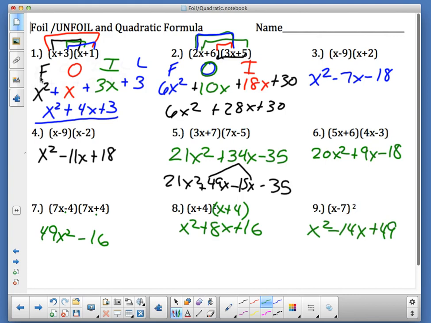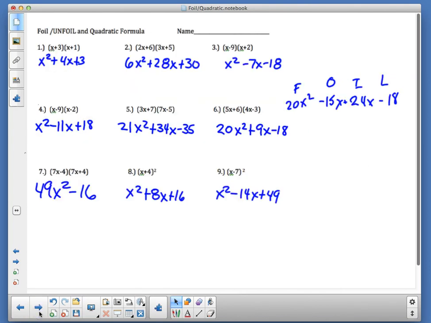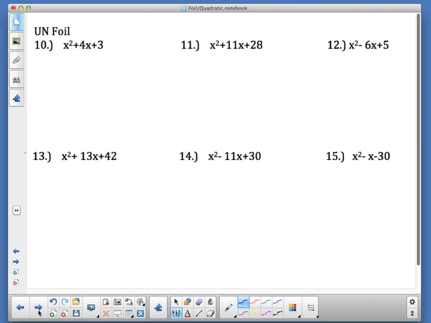Now, here's the thing. I just went over FOIL. First, outside, inside, last. I didn't do really hard, nasty ones, okay? I just was as straightforward as possible. These are the ones we should definitely be ready for, okay? Now, part of this is unfoil, because foil, as nice as it is, you got to understand foil to unfoil a little bit, because it's the outside and the inside terms that we have to combine. Okay? So as we're looking at this, I'm looking at the unfoil.